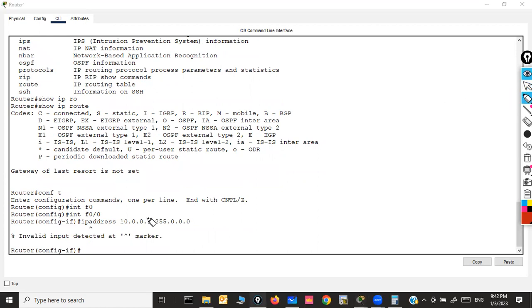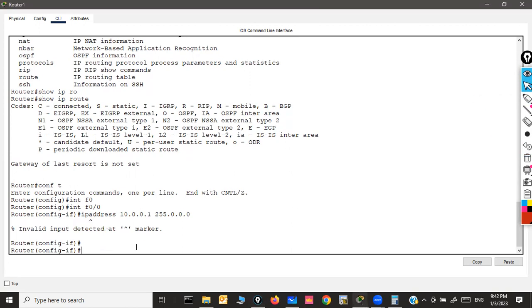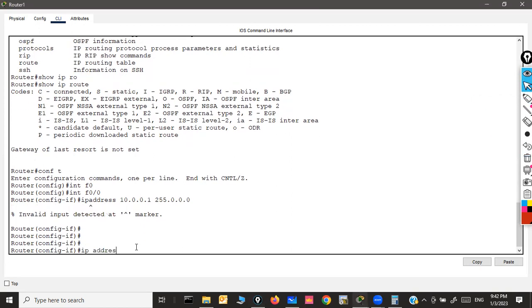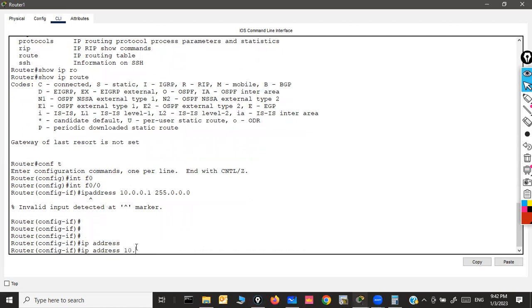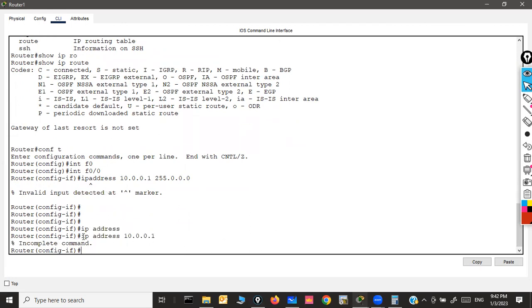Clearly the error message is showing here, invalid input detected at the marker, and the marker is just below the A, right? So we understand there is a problem with the syntax. Again, let's say I make another mistake. This time I typed IP address and then 10.0.0.1, right? I forgot to mention the subnet mask. And see here, what is it saying?